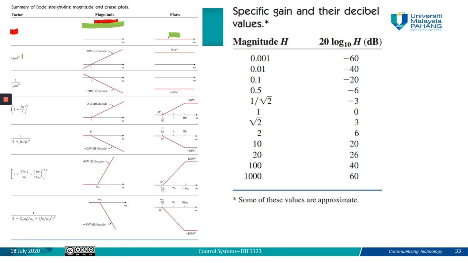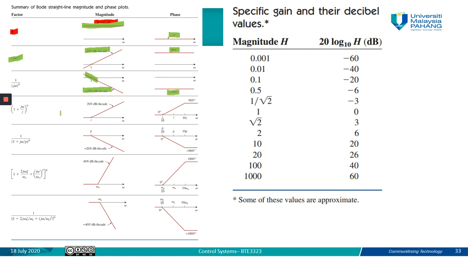Then for the zero at the origin, or the derivative zero, the magnitude will increase by 20 dB per decade, per each factor of 10. The slope will increase by 20 dB, and the angle will be positive 90. For the pole at the origin, which is the integral pole, the slope of the magnitude will be negative 20 dB per decade. It will be negative here for the pole case, and the angle will be negative 90.